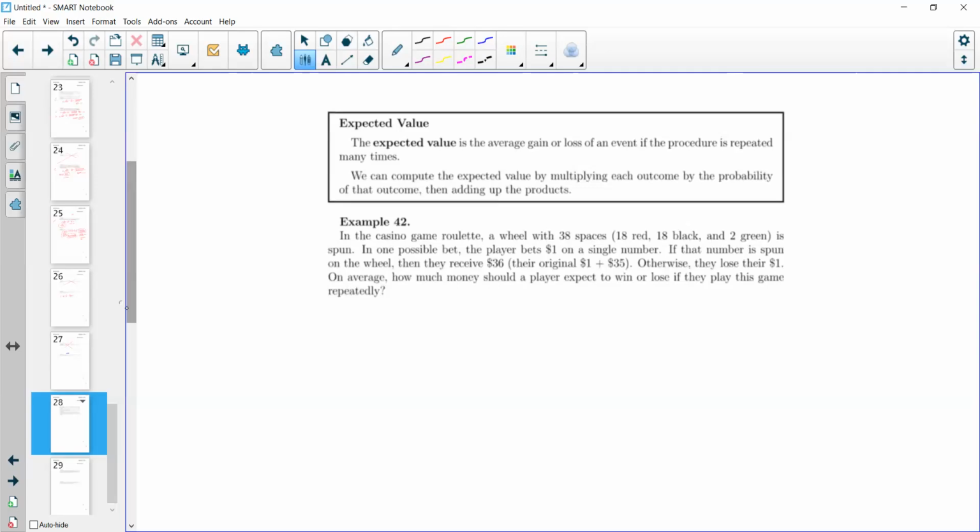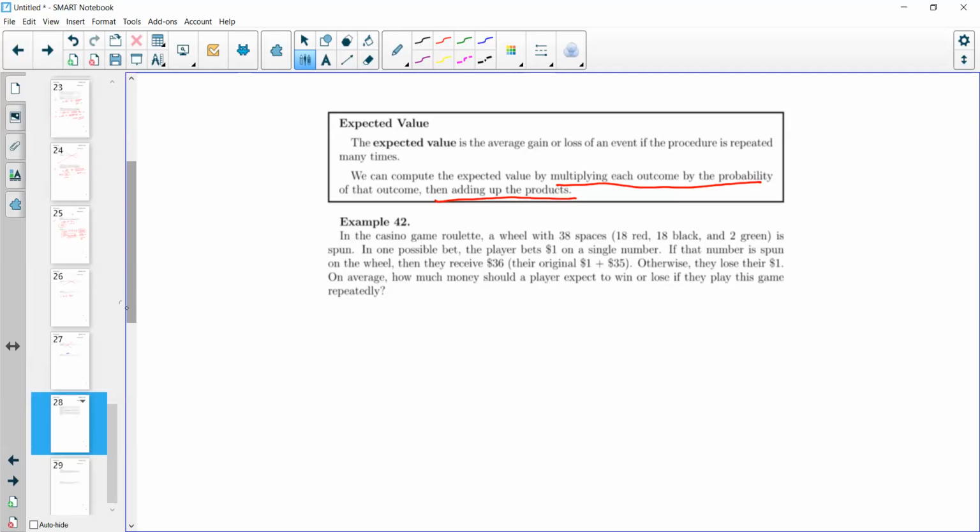So the last concept, and again, this will tie into the project, is called the expected value. The expected value is the average gain or loss of an event if the procedure is repeated many times. We compute the expected value by multiplying each outcome by the probability of that outcome and then adding up the products.